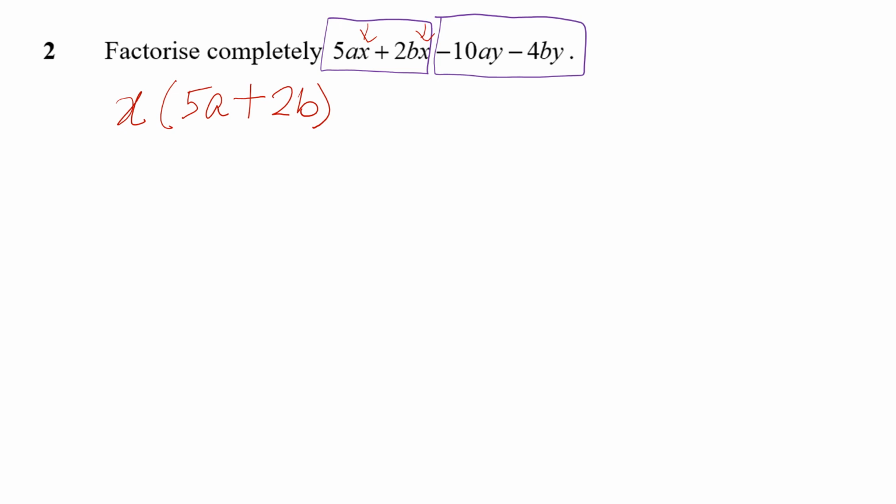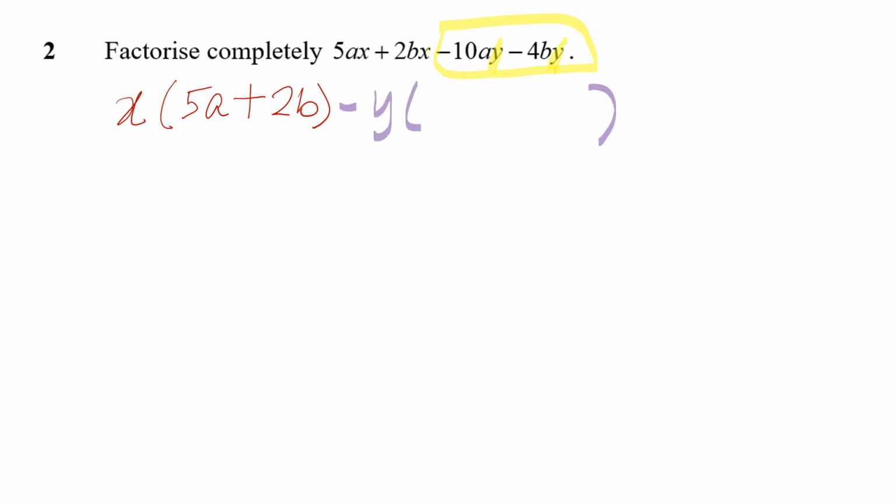Now let's look at your second bracket. Can you see any common factor there? Yes, your y is your common factor, right? Y is your common factor. So we're going to take out your y. Negative y. And then you have 10a, okay?